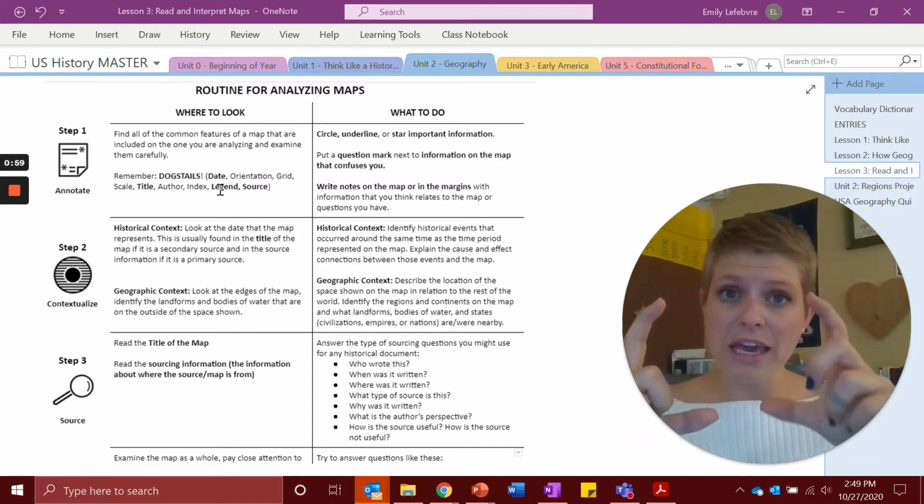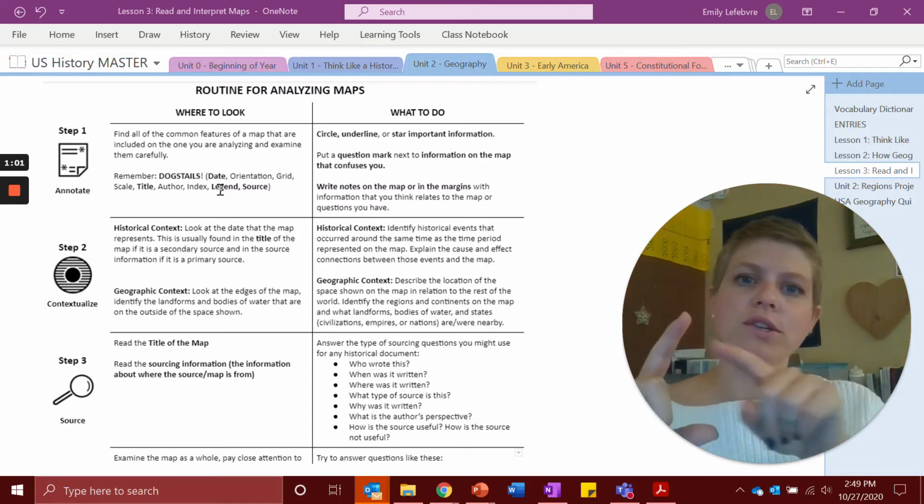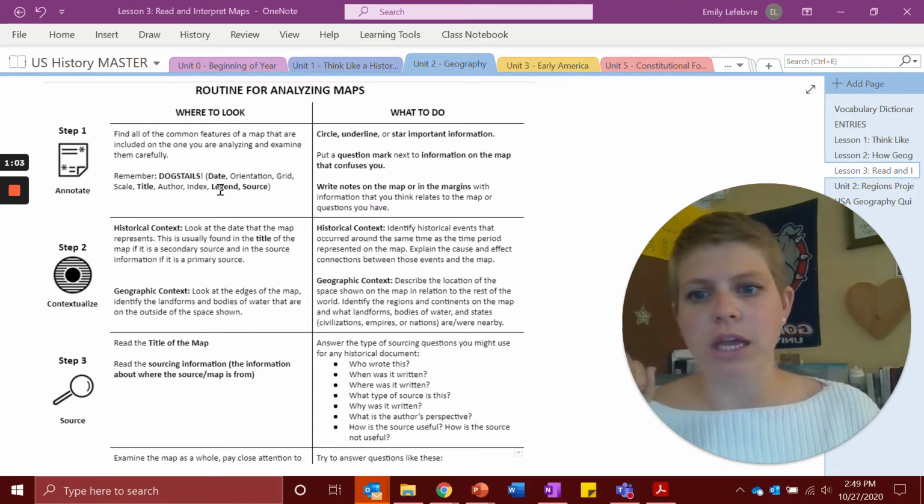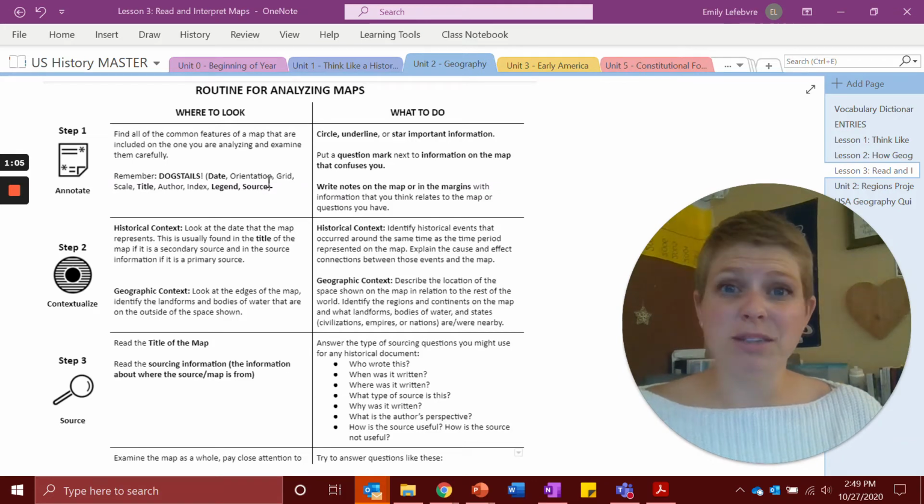Legend is the key, right? What does the little star mean? What does the circle mean? What does the dotted line mean? And the source. Where did this map come from? Okay. So what to do in step 1?